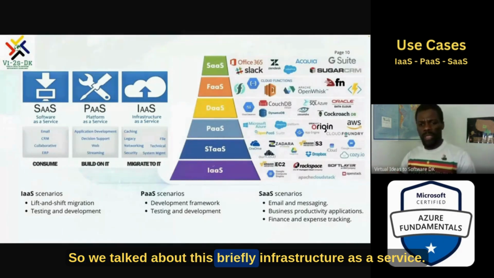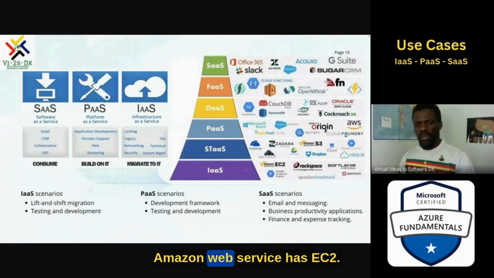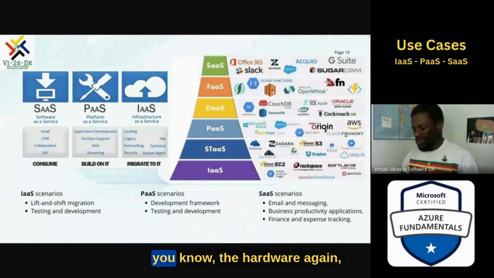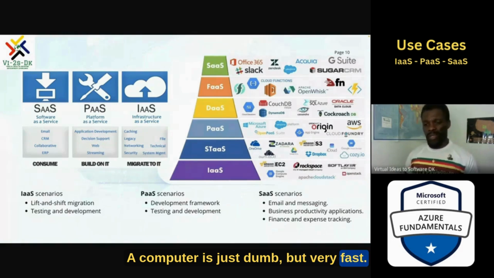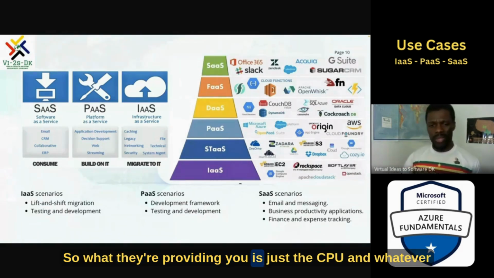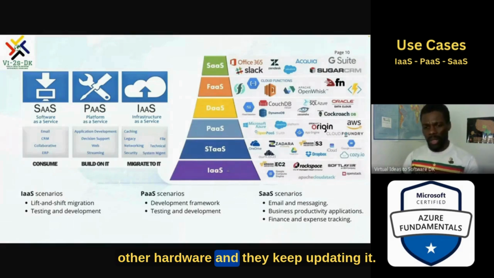So we talked about this briefly. Infrastructure as a service: Amazon Web Services has EC2, Google has Google Compute Engine. They just provide you with the hardware. Again, what is a computer? A computer is just dumb, but very fast. It's very fast because of the CPU. So what they're providing you is just the CPU and whatever other hardware, and they keep updating it.